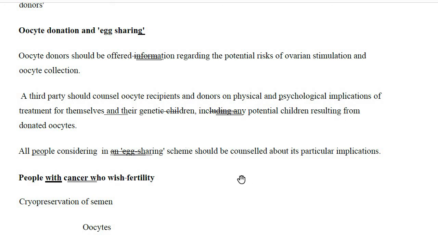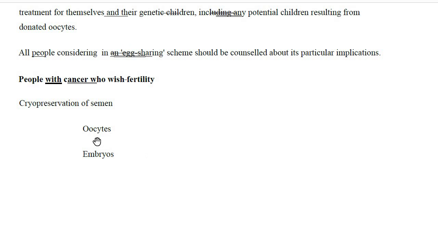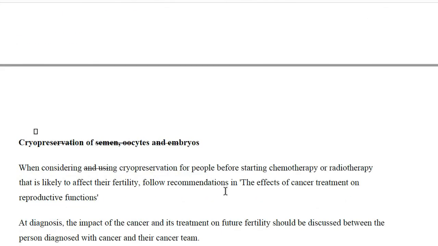Special consideration: you will have to think about people who are undergoing cancer treatment and wish to retain fertility. So cryopreservation of the semen, cryopreservation of the oocyte, cryopreservation of the embryos, and then regarding this cryopreservation of the semen, oocyte, and the embryos.